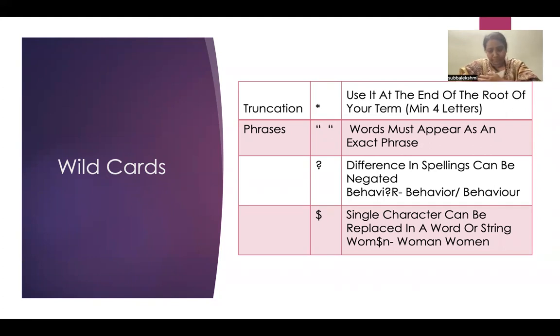Excuse me. I'll have an example for you soon. If we put it within inverted commas, the words must appear exactly as that phrase for it to be pulled out in a search. Again, we know that there's a lot of difference in the spelling between the American and the European spelling. So sometimes behavior might be spelled as VIOR, sometimes as VIOUR. So if I'm not sure, I can put a question mark right there where I'm not sure of the behavior. Then it will pull out all the terms which use both these kind of spellings.